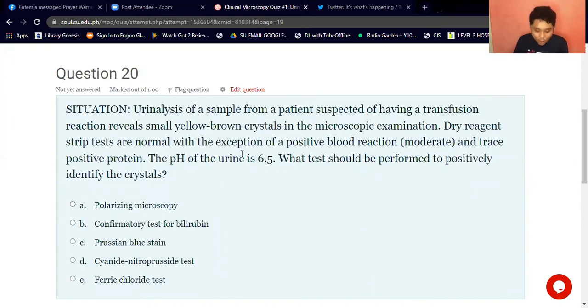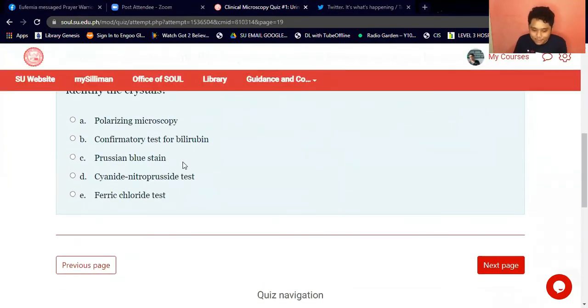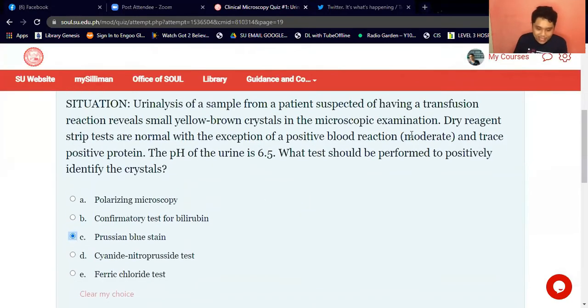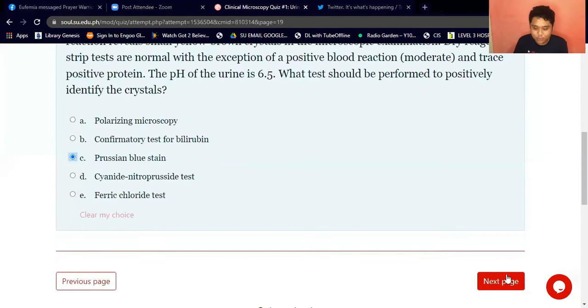Now, you mentioned here that there are small yellow-brown crystals in the microscopic examination. The dry reagent strip are normal with the exception of a positive blood and trace positive protein. The pH of the urine is 6.5. What test should be performed to positively identify the crystals? So, kinsa ganitong granules or crystals na makitan after ay hemolytic episode? Hemosiderin, sir. The hemosiderin crystals or granules. And the test to detect them is the Prussian blue stain. So therefore, we're detecting hemosiderin granules here. So the best test to perform is the Prussian blue stain.